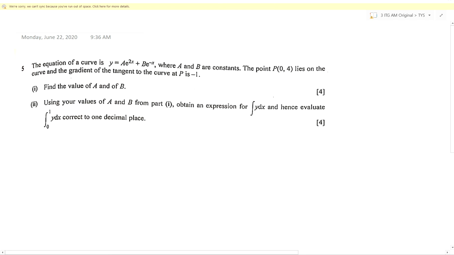We are given an equation of a curve. Okay, we see that there are two unknowns over here, a and b. X and y, they are variables. A and B are constants. The point (0, 4) lies on the curve.